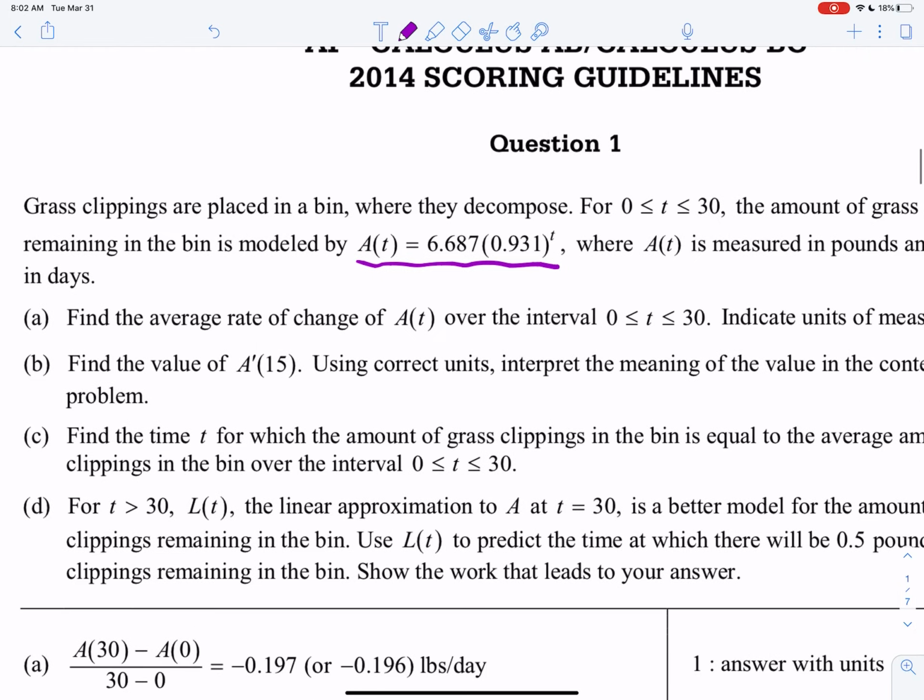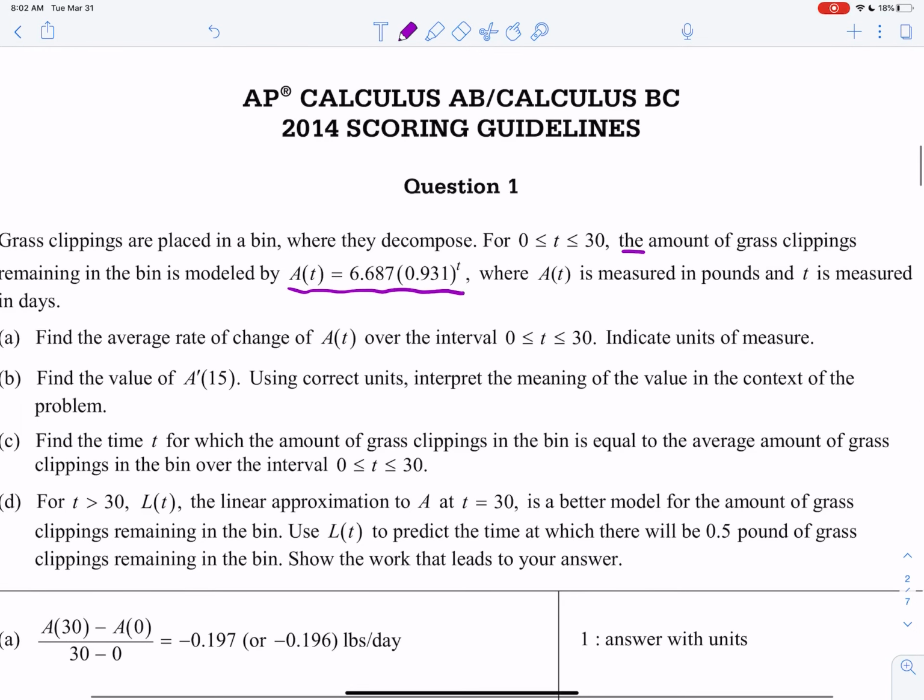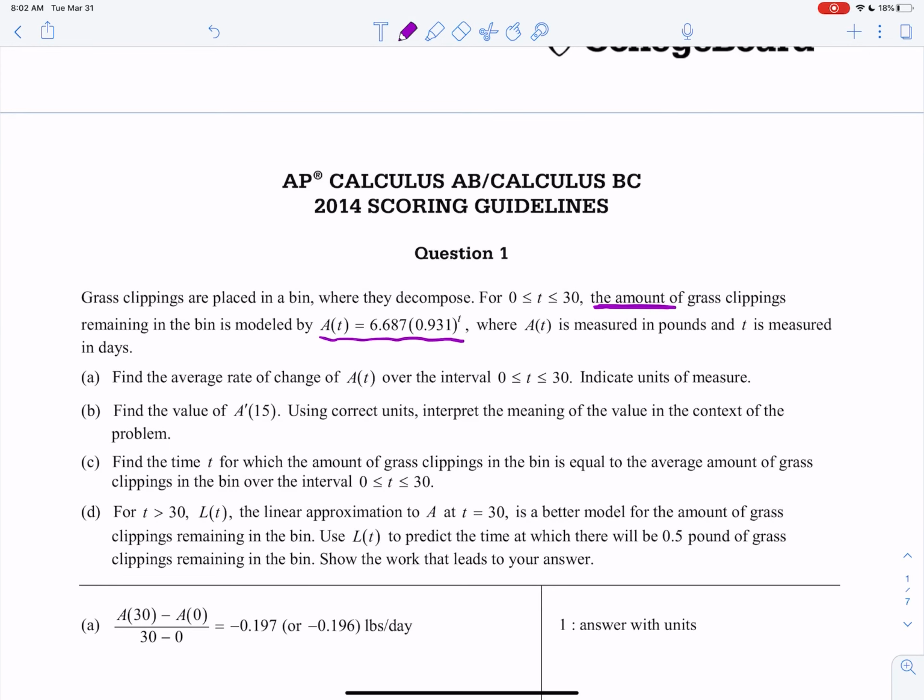Notice that A of t is the amount of grass clippings, so it's not the rate, okay? So just keep that in mind. And then they define everything. So part A, find the average rate of change of A of t from 0 to 30.